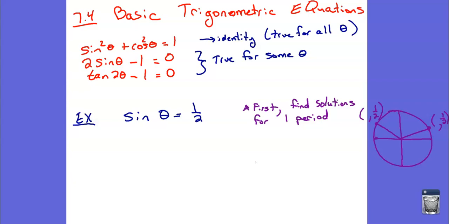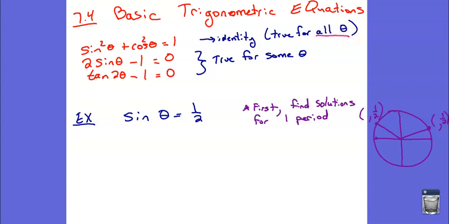This is 7.4, basic trig equations. So finally, we're going to get to some equation parts using trig. Notice this first thing, we're all familiar with sine squared plus cosine squared equals 1. That's an identity. That's true for all theta.